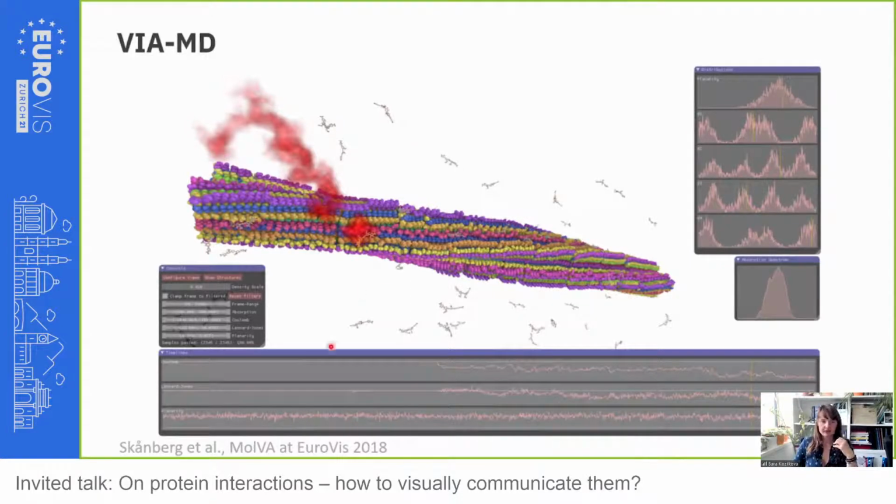So again, you can see a combination of different types of plots for different properties which are interactively linked together. Additionally, they also added something like a Falk-based representation for a selected ligand. So you also got a glimpse of how the ligand was traveling along the MD simulation over time. So that's another very nice additional feature.